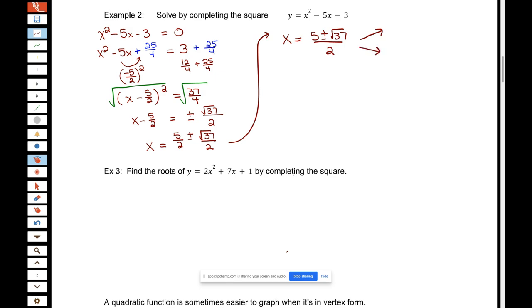Now, as decimal values, 5 plus the square root of 37 divided by 2 is approximately 5.54. I guess you could put 3 digits if you want, 5.541. And 5 minus the square root of 37 divided by 2 is approximately negative 0.541.